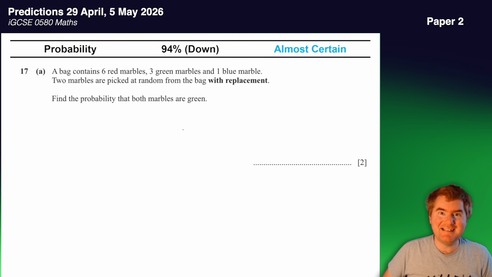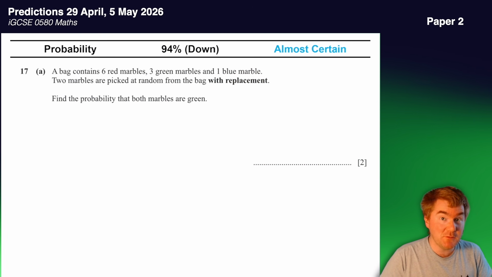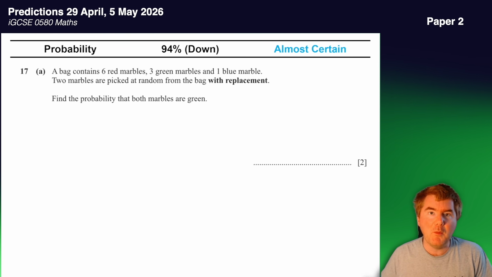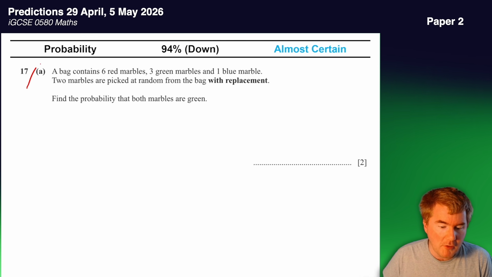So let's get straight in here. These are the dates for the exams. The first one, paper 2, on the 29th of April and paper 4 on the 5th of May 2026. So let's go through my paper 2 predictions, and we're going to start off here with probability.